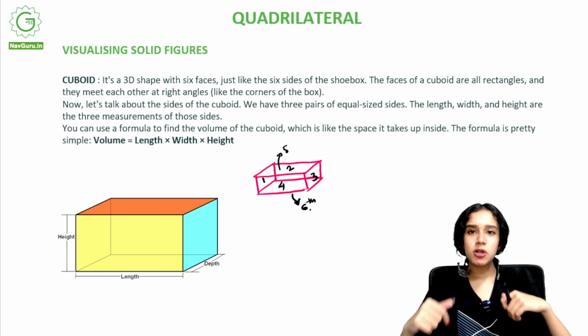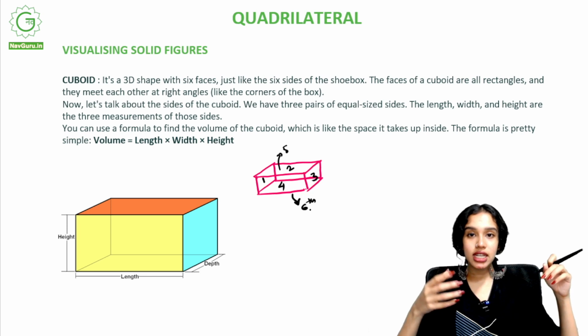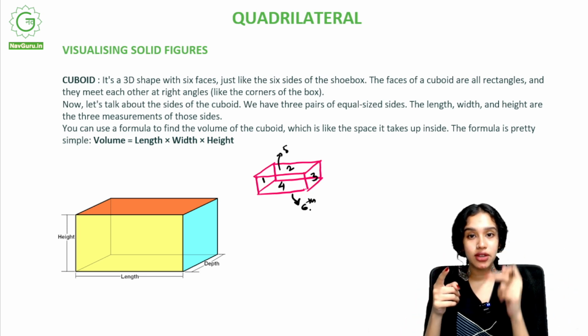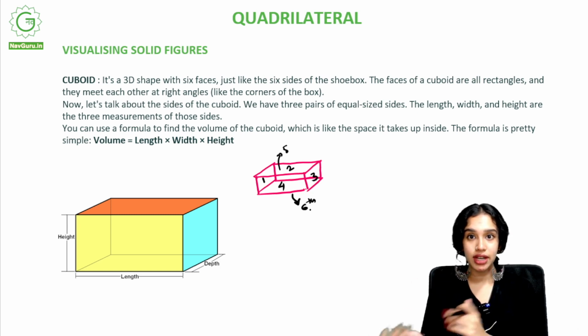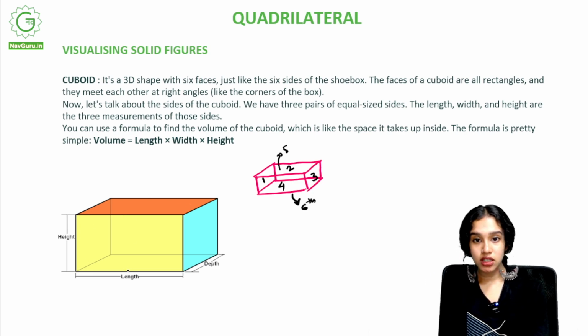Let's take a matchbox as an example. It's a very beautiful example of a cuboid, right? So if we are taking a matchbox, how many faces can you see? It would be 1, 2, 3, 4 up and down, and the ones on the sides, that is 5 and 6, right? Now let's talk about the sides of the cuboid. We have 3 pairs of equal sized sides. The length, width and height are the 3 measurements of those sides. So we have 3 sides of the same, right?